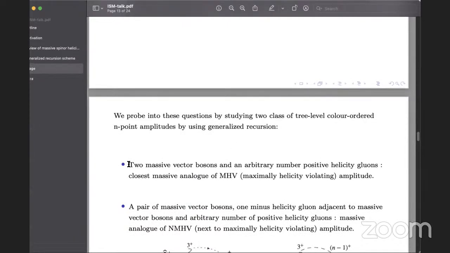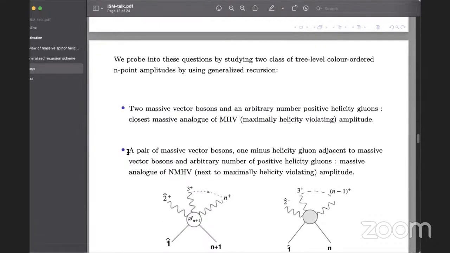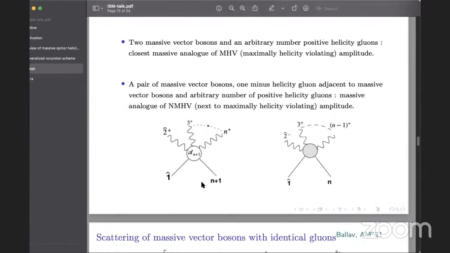The first class is where we consider two massive vector bosons and an arbitrary number of identical gluons. This massive amplitude is the closest analog of the MHV amplitude. And the second class is where we consider a pair of massive vector bosons, one minus-helicity gluon adjacent to one of the massive vector bosons, and all the rest of the gluons of positive helicity. This massive amplitude is the analog of what we call the NMHV amplitude in the case of pure gluon amplitudes.